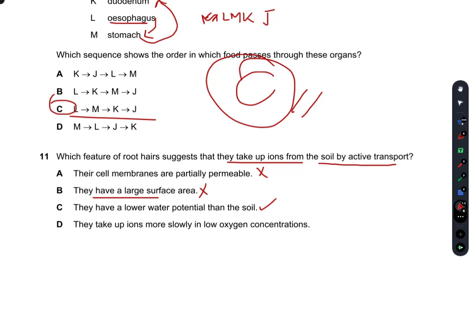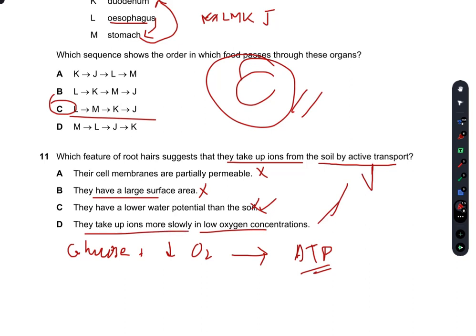Yes, they have lower water potential, but this is again not a suggestion for the movement of ions by active transport. So A, B, and C are incorrect. They take ions more slowly in low oxygen concentrations. Yes, this is true. Why is this true? If the oxygen is low, lower oxygen means that lower respiration would take place, and lower would be the breakdown of glucose into energy, and lower would be the active transport, lower would be the uptake of ions. So D is the right answer.